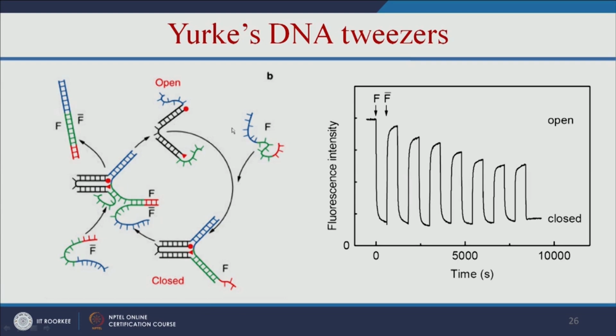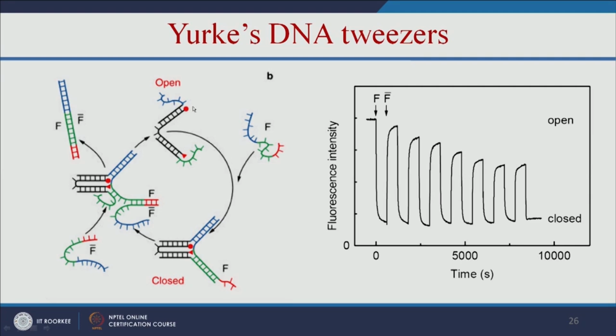What we can do is add a single stranded DNA. So this blue color will bind here and this green color will bind here, and it forms this kind of structure. When it forms this kind of structure, the fluorophore and quencher are close together. When they are close together, the fluorescence signal will be off, and when we add another sequence which is highly specific for the blue color and green color strand, it will combine and this strand will be removed. So when it is removed, this will be in an open state.